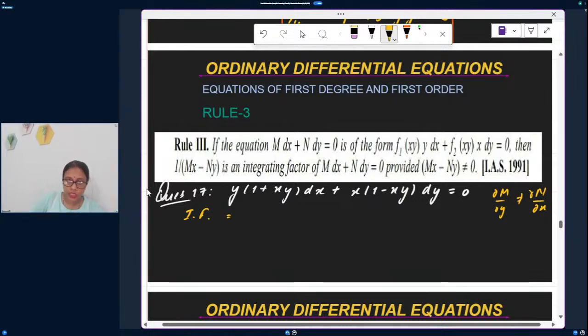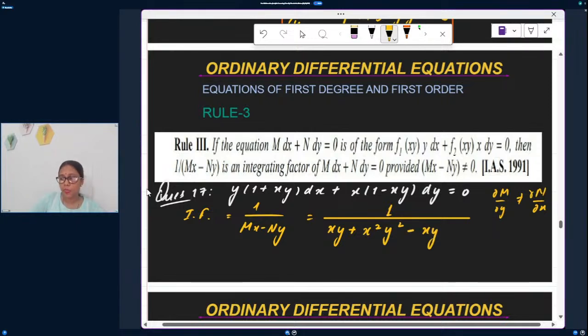Integrating factor: it is already written in this form, so I don't need to check anything else here. It's y dx common, the function is in terms of xy. x dy common, the function is in terms of xy. So the integrating factor is 1 by Mx minus Ny, which is 1 by (xy + x square y square) minus (xy - x square y square). So it becomes 1 by 2x square y square. Okay, so this is our integrating factor.